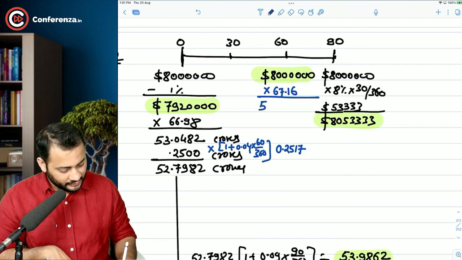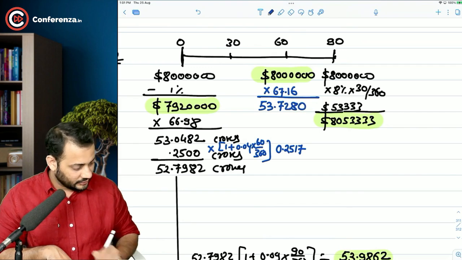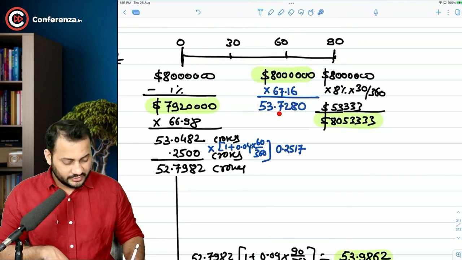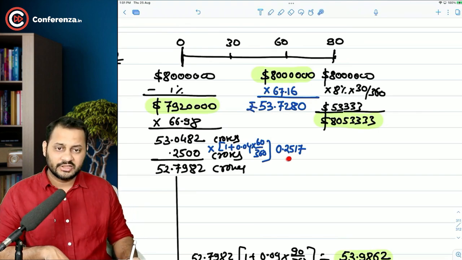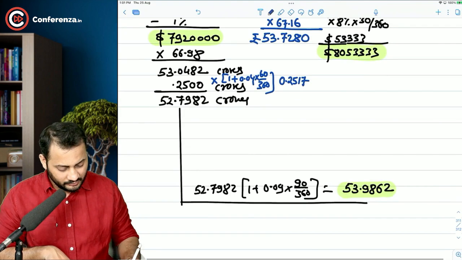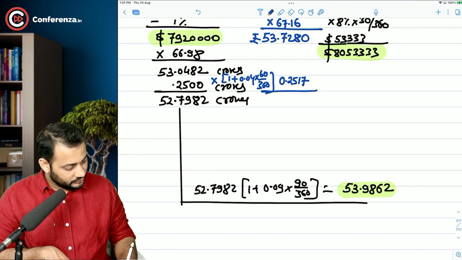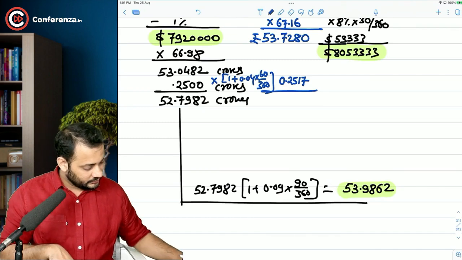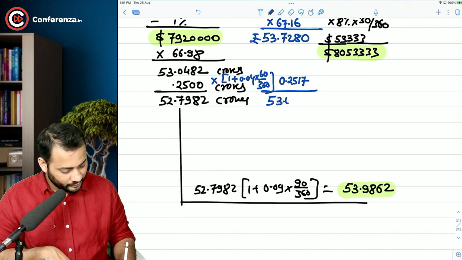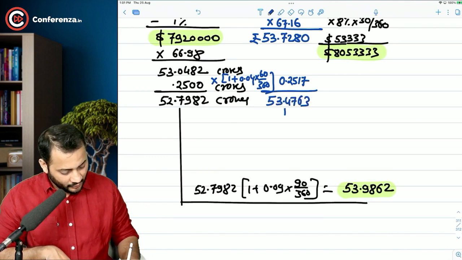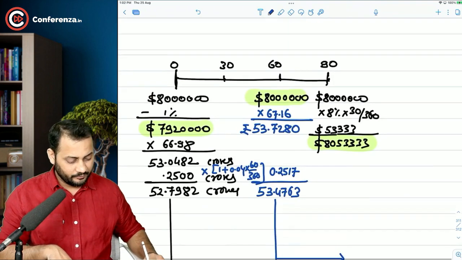So the amount in crore which is required is 53 crore 72 lakhs 80,000 rupees. So this much of the funds in terms of rupees is required, and you already have this much out of that. So the only amount of loan required is 53.7280 minus 0.2517. So the loan amount required is 53.4763.